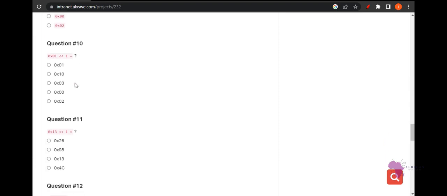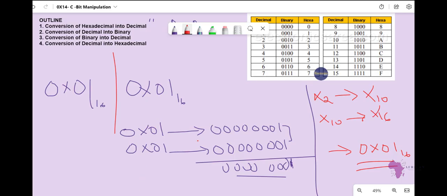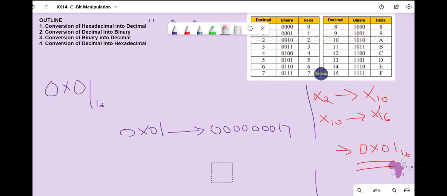Let's get to question number 10. We have been given this one, but we have been asked to shift to the left, that's the left shift, one step. So let's come here. I will not wrap all of this, let me wrap some of it. We have been asked to shift. How many steps? One step.